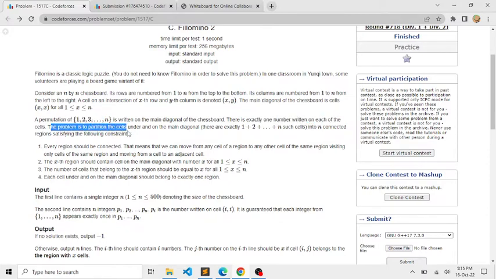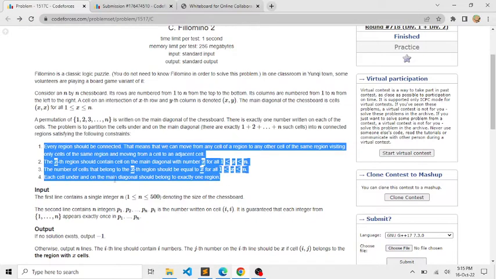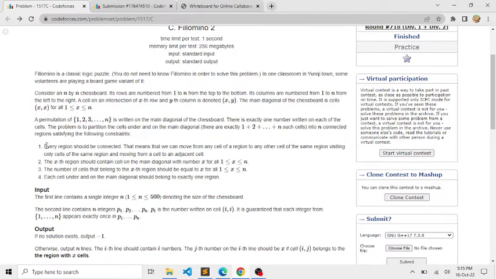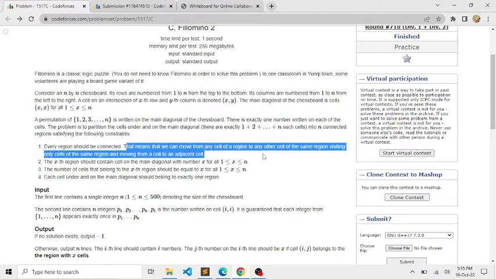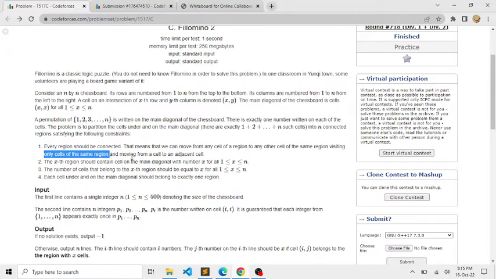The problem is to partition the cells under and on the main diagonal into n connected regions satisfying the following constraints. Now they have mentioned 4 additional constraints. Let's go over them one by one. Every region should be connected. That means that we can move from any cell of a region to any other cell of the same region, visiting only cells of the same region and moving from a cell to an adjacent cell.